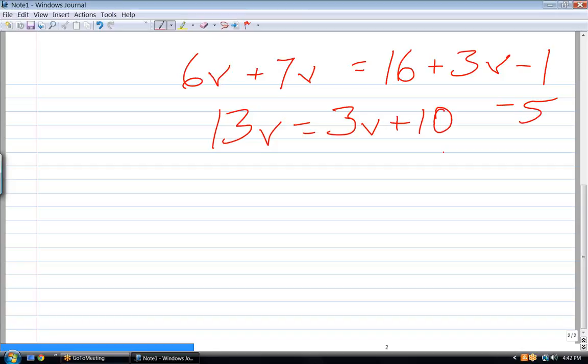Okay. Now what? What's the next line? Then you subtract 3v and get 10v equals 10. And then you divide by 10 and get v equals 1. Okay. You're going to have to do a lot harder than this to challenge yourself.